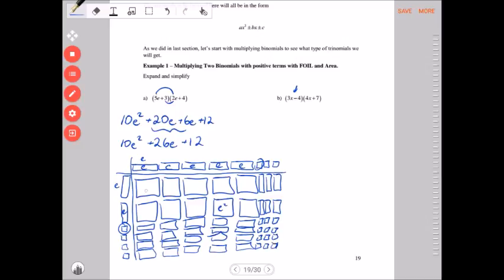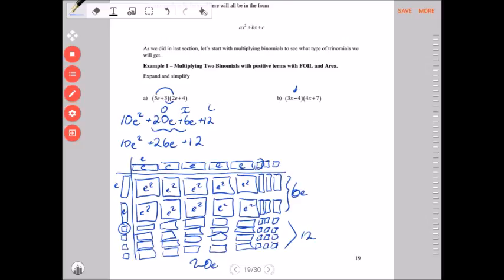But as you can see, there are 10 e squareds. And then there are 20 e's, and over here there's 6 e's. So 20 e's and 6 e's, just like the O and the I of FOIL suggested. And then this last little bit here is 12 units, so that is the L. So you can kind of see how they combine, and that gives you an area format for this multiplication. So that's the idea.